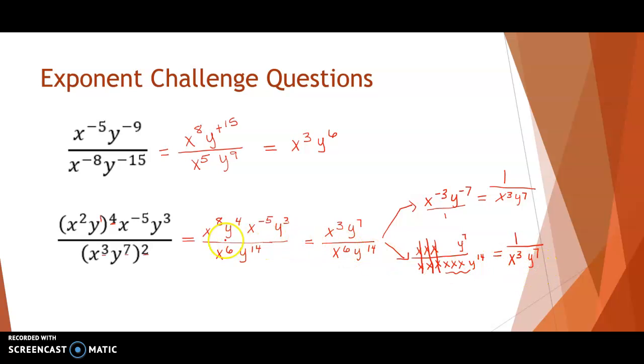When you're looking at an exponent challenge problem, you want to just work one step at a time. In this problem, we started with the parentheses based on order of operations. We simplified by adding exponents on like bases in the numerator, and then we have 2 options to simplify to get to our final answer.